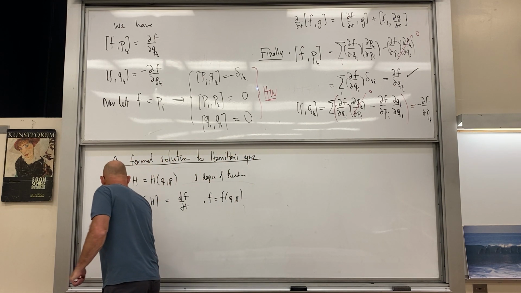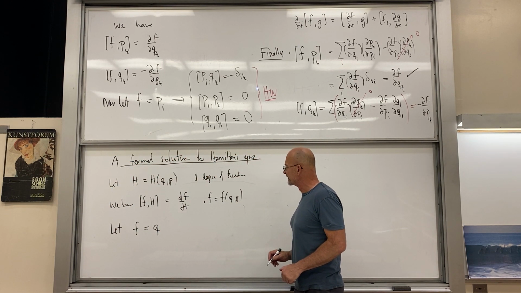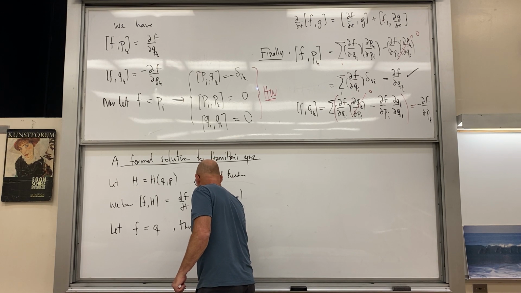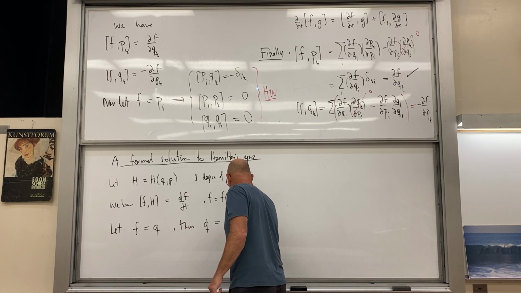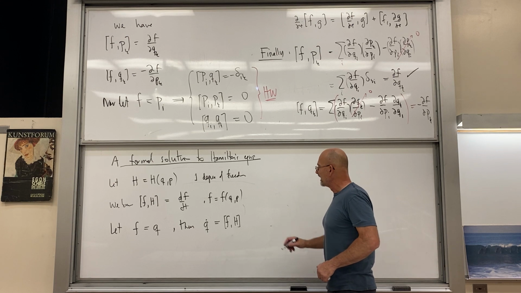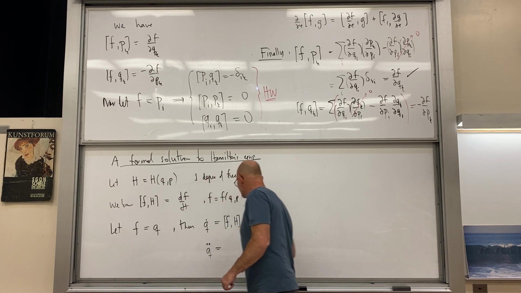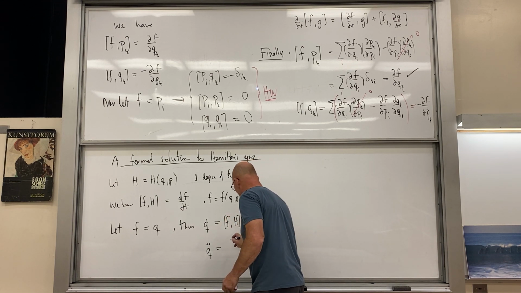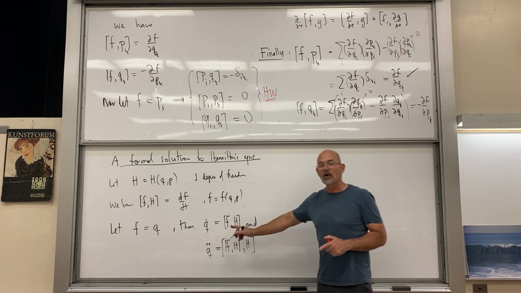So what we're going to do is let F be equal to the coordinate itself, Q. Then we have Q dot is equal to the Poisson bracket of Q with H. And interestingly, the second derivative is equal to the Poisson bracket of this with the Hamiltonian, and so on for higher derivatives.